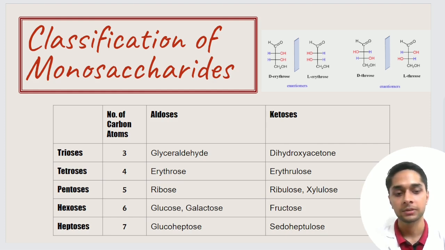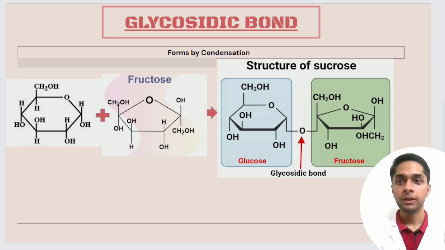has 6 carbon atoms. Now, to join the monosaccharides into a larger structure like a disaccharide or a polysaccharide, we need a type of bond which can achieve that function. That function is performed by the glycosidic bond. This glycosidic bond is formed by condensation, that is, elimination of water from both the sugar molecules combined. Now there can be different types of glycosidic linkages as we will see further in the presentation. Here I have attached an example of formation of sucrose from glucose and fructose.